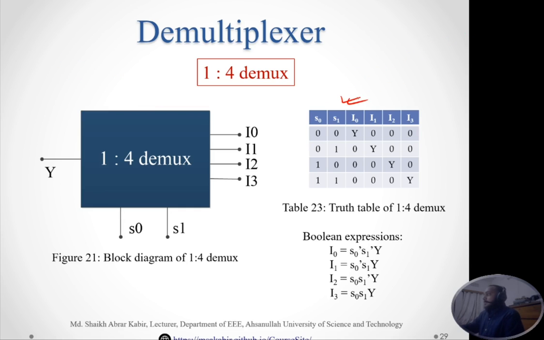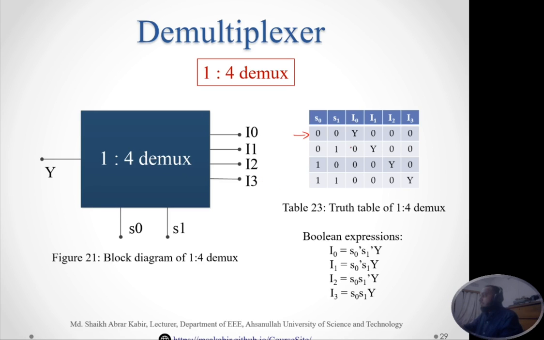This is the truth table for 1:4 demux. This is the block diagram, and these are the Boolean expressions. Now we have 4 output lines, so we need 4 Boolean expressions. When our selection inputs are 0 0, we want the input y at I0. When our selection inputs are 0 1, we want the input at I1. For 1 0, we want the input at I2, and for 1 1, we want the input at I3.